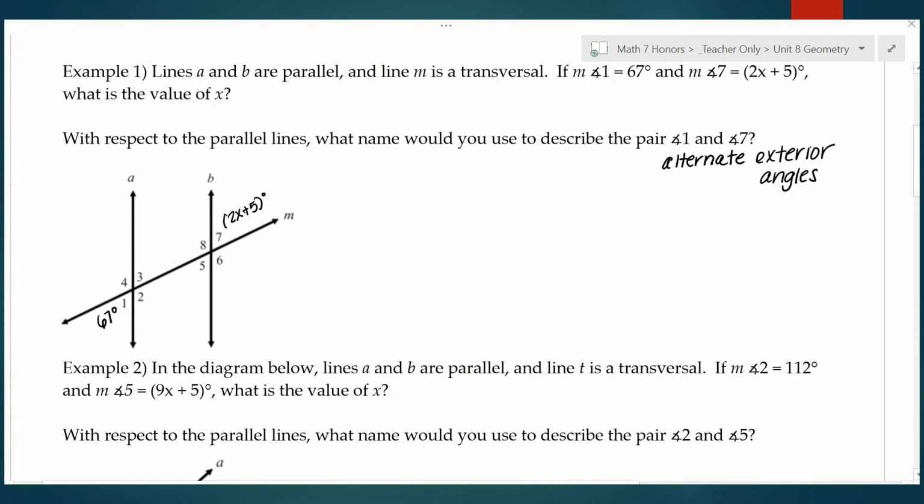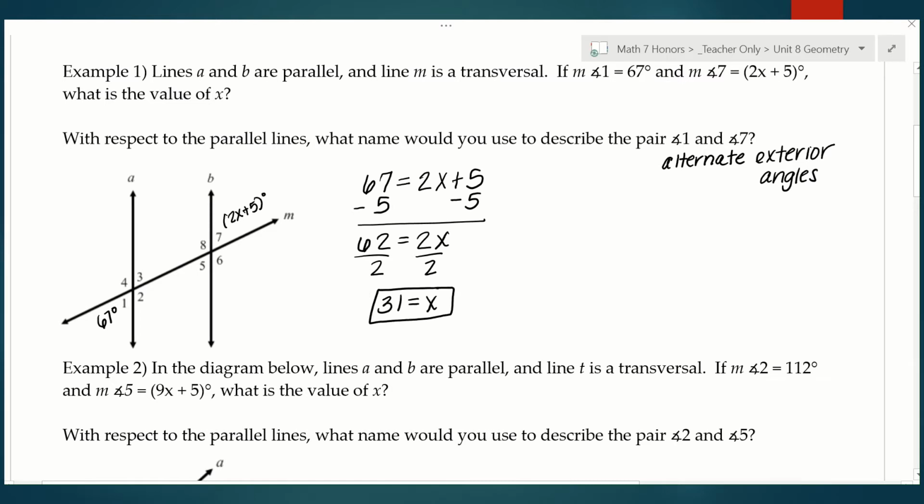Okay, so alternate exterior angles, again, means that they are congruent. And so for your equation, we have to show that they're congruent, that they're equal. So we're going to say angle 1, which was 67 degrees, is equal to angle 7, which is 2x plus 5 degrees. And so that's it. That's our equation that we have to solve. Okay, so I'm going to subtract 5. And then I'm going to divide by 2, and I'm going to get that x is 31.